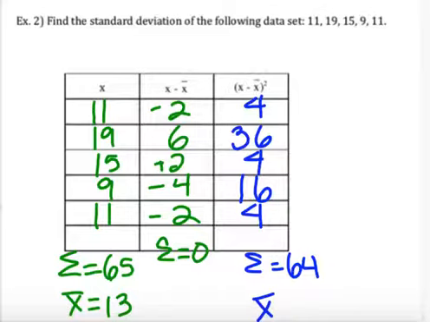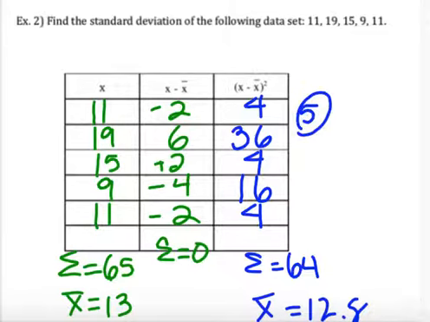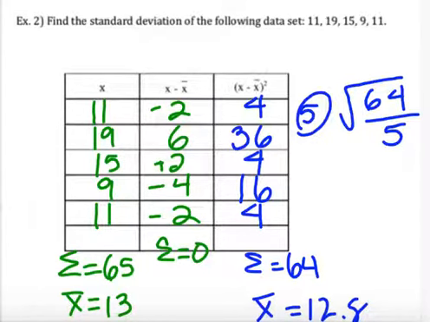Again, when we divide by 5, we do get a decimal that ends, 12.8. But on step 5, I highly recommend getting used to just typing this in as a fraction. So step 5 is the square root of our mean, which would be 64 over 5. And we're going to say standard deviation equals, we're going to round to the nearest hundredth, and we should get 3.58.